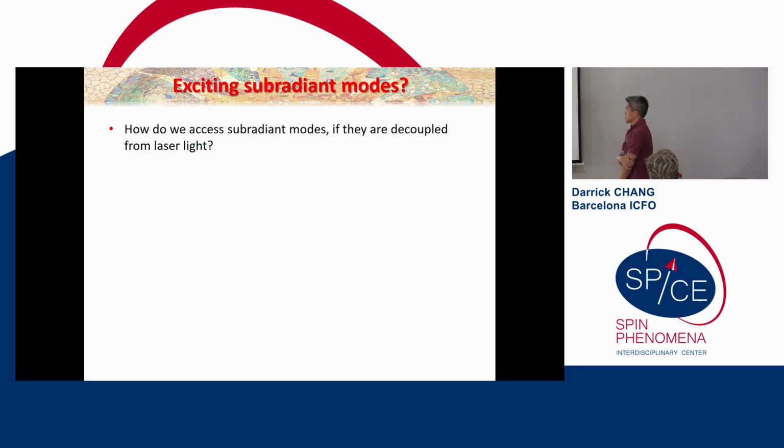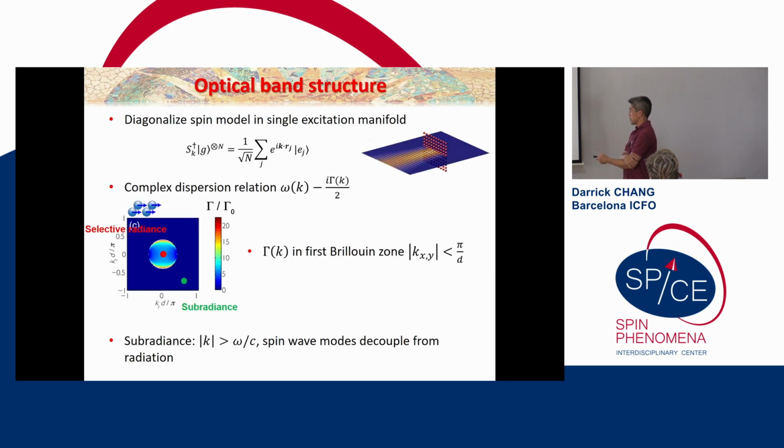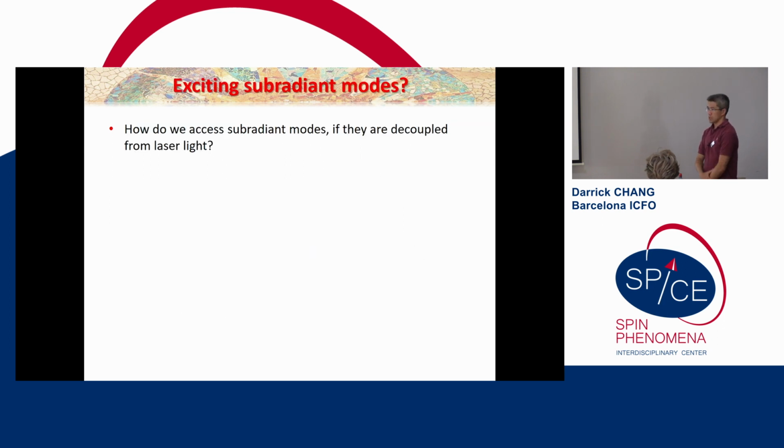So then you can ask, well, as long as you have a subwave from the array, these exotic subradiant modes are automatically there in your system. But then you come across a conceptual question, which is how do we access these subradiant modes if they decouple from light in the first place?